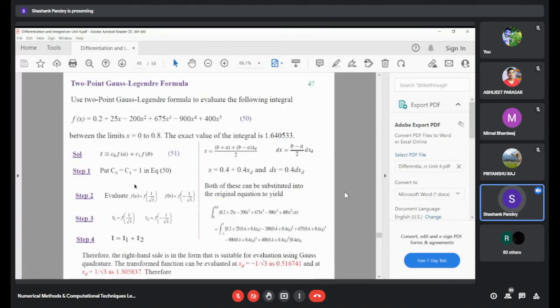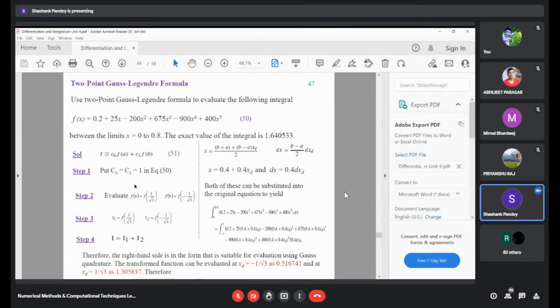Suppose that we want to use the 2-point Gauss-Legendre formula to evaluate the integral given by equation number 50. We can assume this integral to be I, which is represented by equation number 51, and put the values of coefficients c0 and c1 equal to 1.